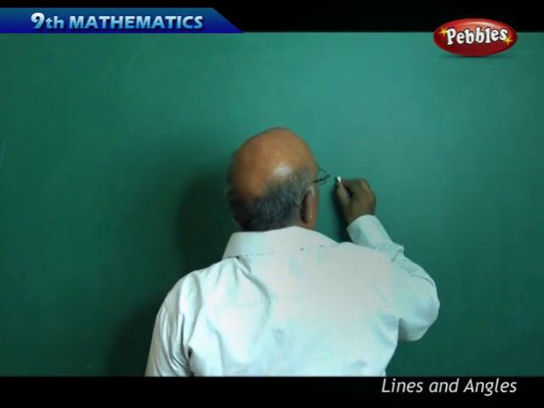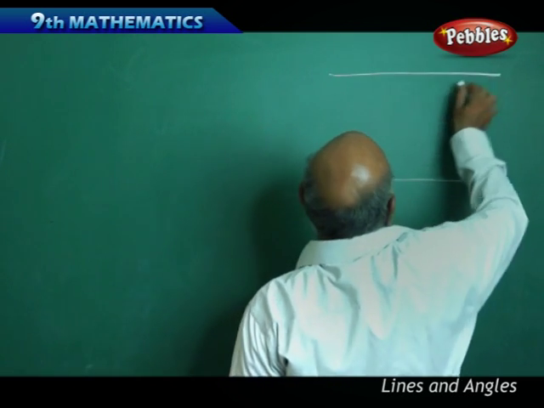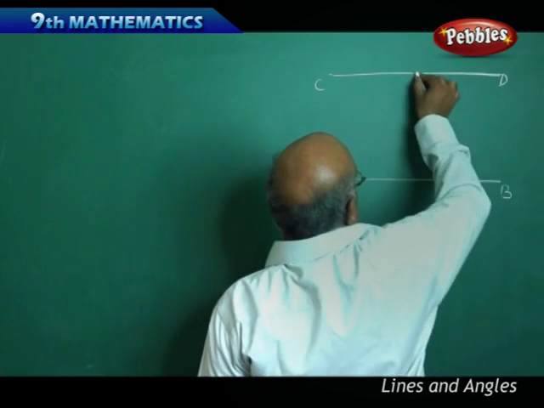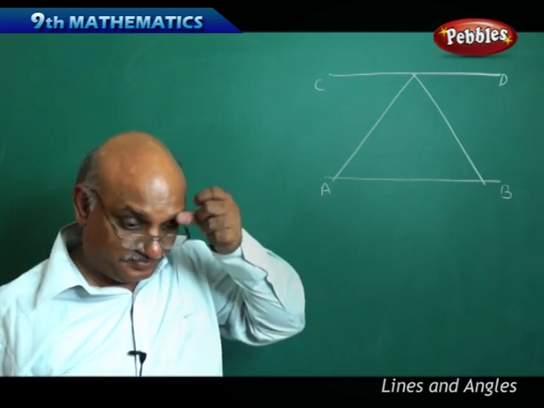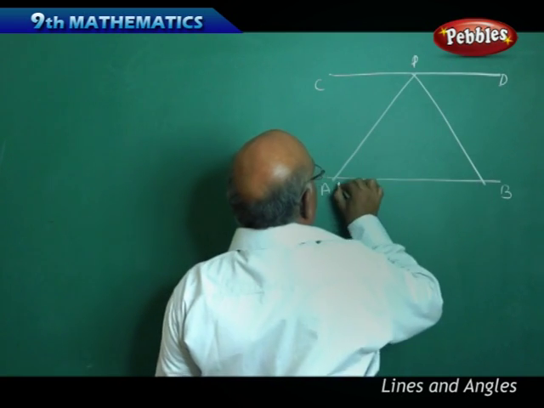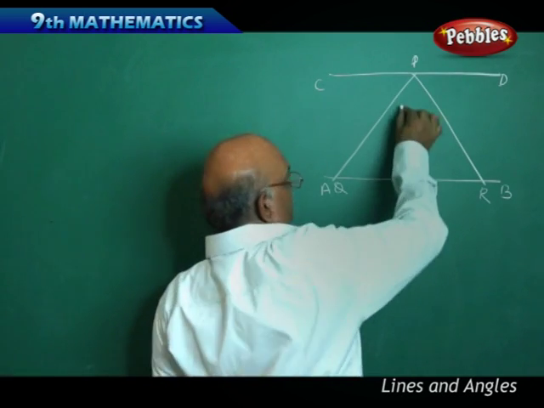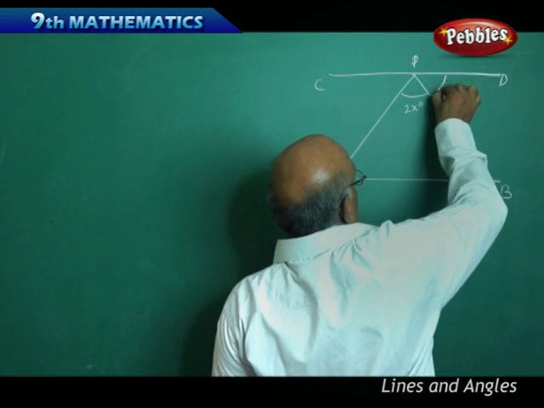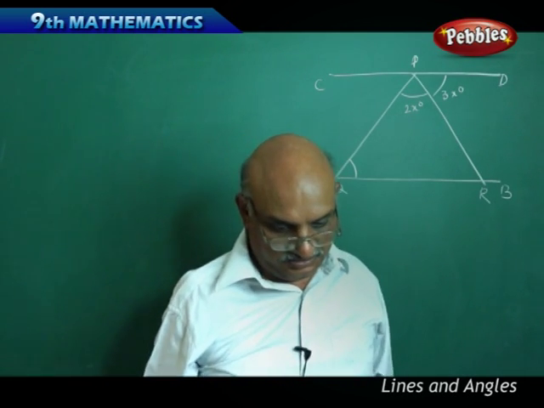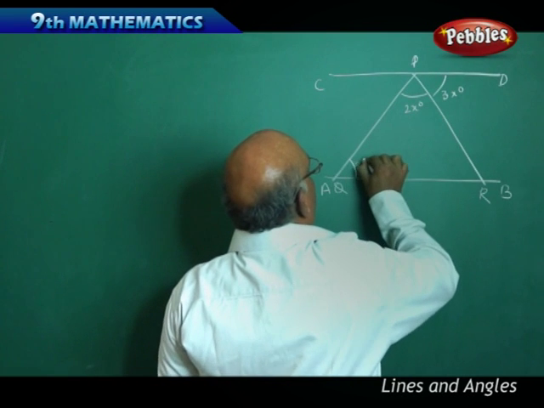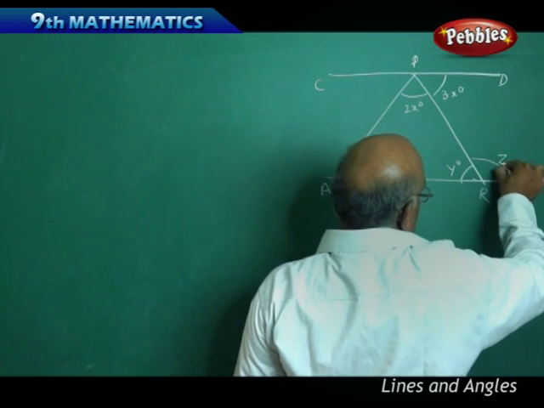Now, if you see one more figure, A, B, C, D are parallel lines. Let us take a triangle between the lines. Now, the angles he had given are like this. Let us call this point P, this one Q, this one R. This angle is 2x degrees, this angle is 3x degrees, this angle he had given as 80 degrees, this angle is y degrees, and the extended line angle is z degrees.